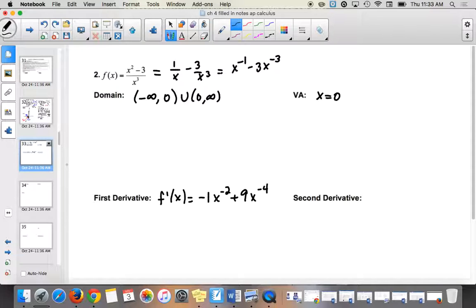But once you take the derivative, you should really get common denominators. So we can find those critical values. So I'm going to rewrite it as -1 over x squared plus 9 over x to the 4th. And I'm going to multiply by x squared and x squared on top and bottom. And then I'm going to get my common denominators, right? So I'm going to get -x squared plus 9 all over x to the 4th, which factors.